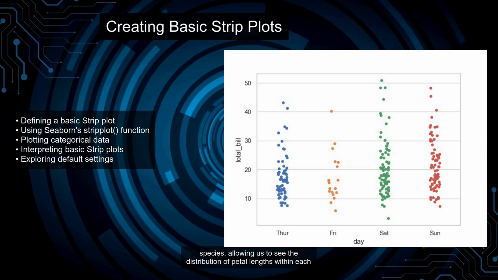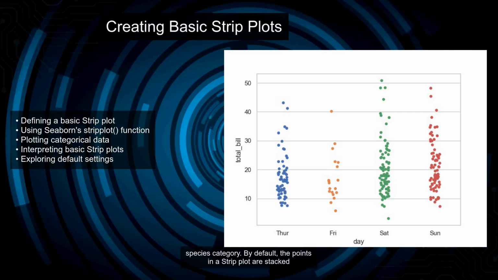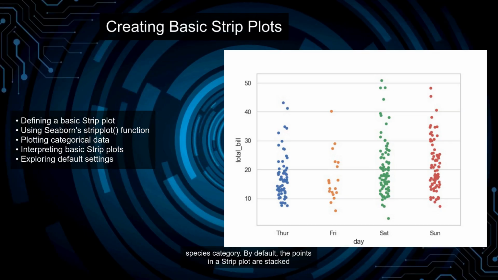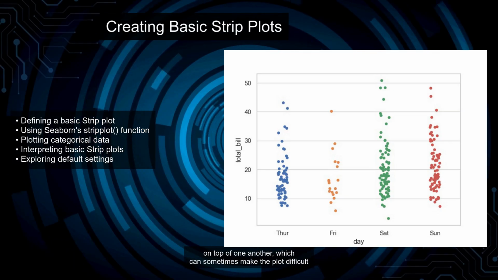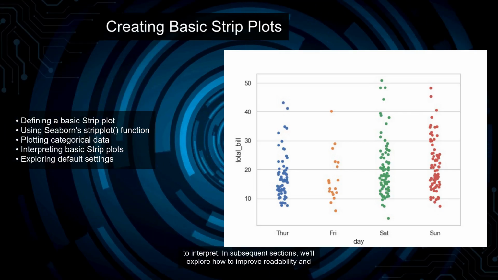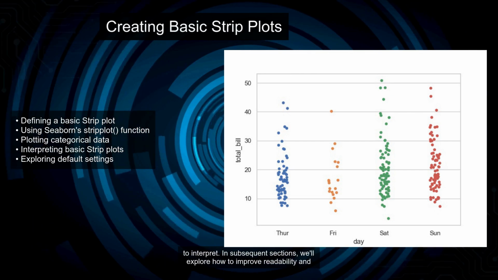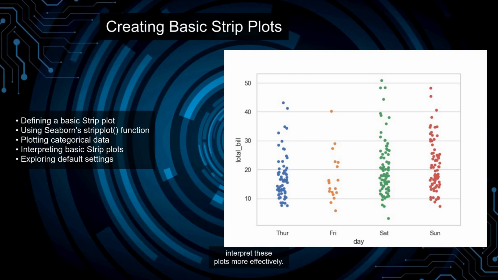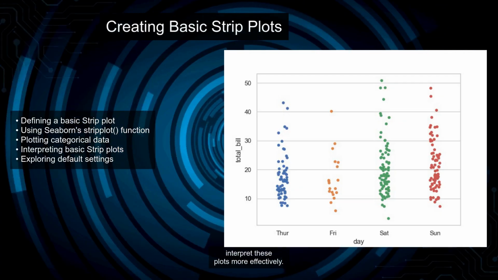This command plots each petal length according to its respective species, allowing us to see the distribution of petal lengths within each species category. By default, the points in a strip plot are stacked on top of one another, which can sometimes make the plot difficult to interpret. In subsequent sections, we'll explore how to improve readability and interpret these plots more effectively.